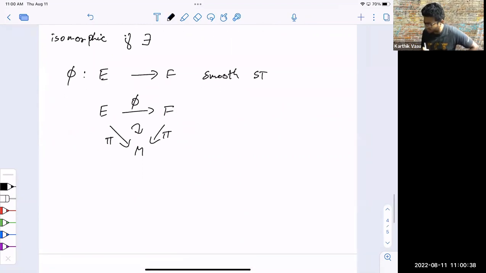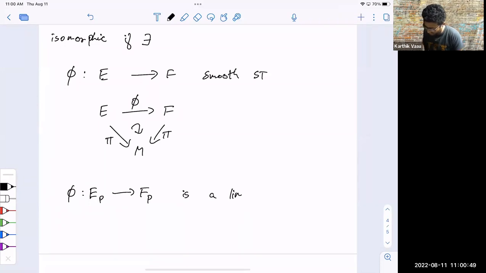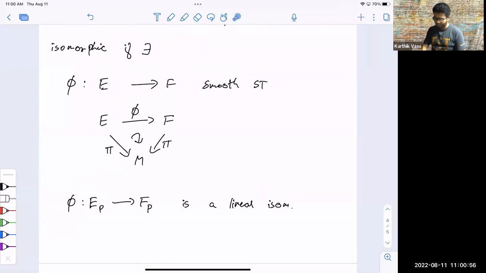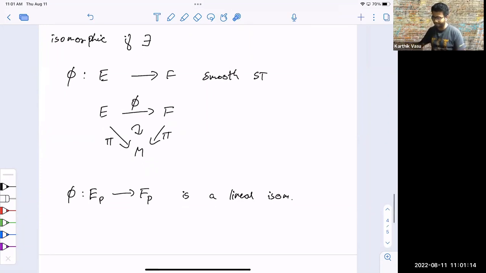And what I want is that when the map is restricted to that fiber, from E_P to F_P, it is a linear isomorphism. Okay, so that's all I'm saying. So two bundles are the same if over each point, the vector spaces you have are mapped isomorphically to each other. And the whole map from E to F should be a smooth map. So it's smooth and isomorphic on each fiber.